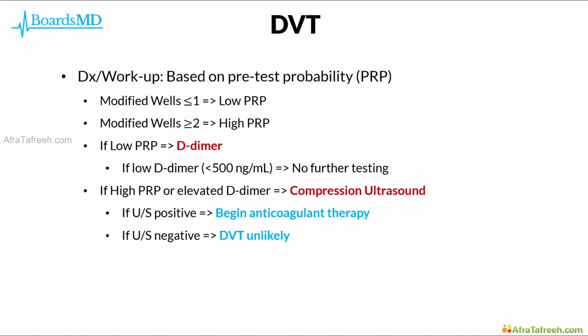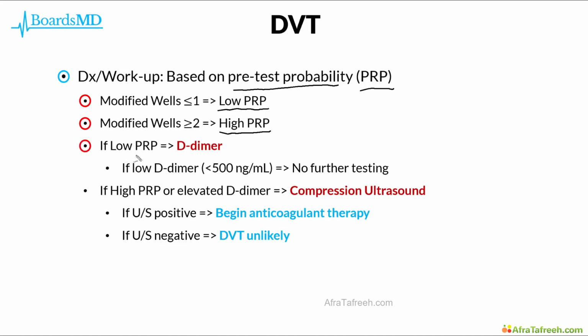As we stated previously, our diagnosis and workup of a DVT is going to be based on the pre-test probability, or PTP. This is what we determine using the modified Wells criteria, which generates a Wells score. If we have a modified Wells score that is less than or equal to 1, then the patient has a low pre-test probability of having a DVT. However, if the patient has a modified Wells score that is at least 2, then that patient has a high pre-test probability.